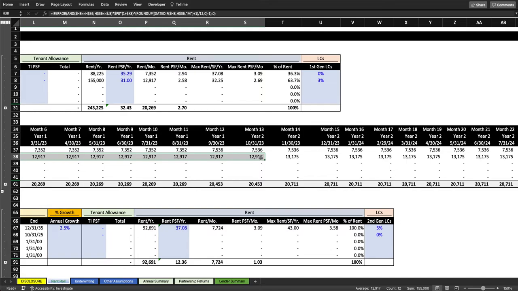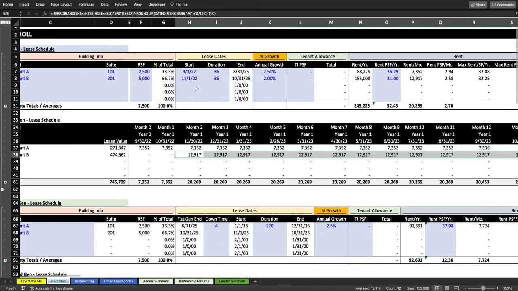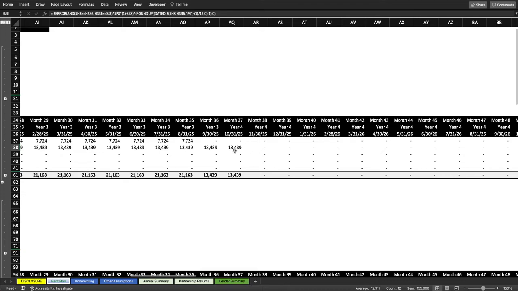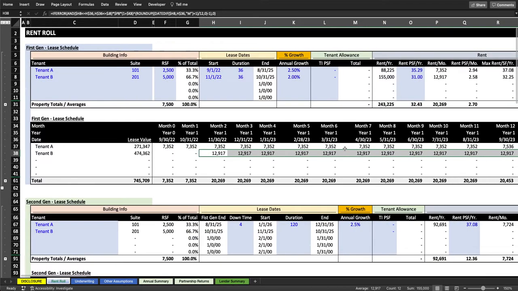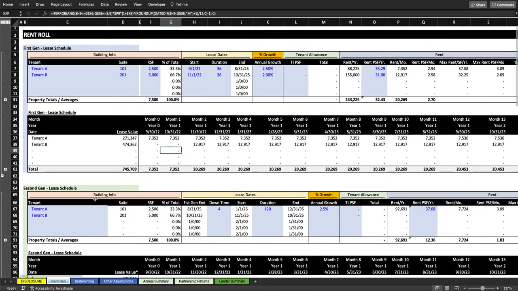And then after that first year, so in that 13th month, it's going to increase by 2%, and it's going to next be $13,175. And this tenant, we say, is in place for 3 years, right? So you'll notice after 3 years, their lease expires and you're no longer generating revenue here. So now we're going to hop into the second generation leasing schedule.